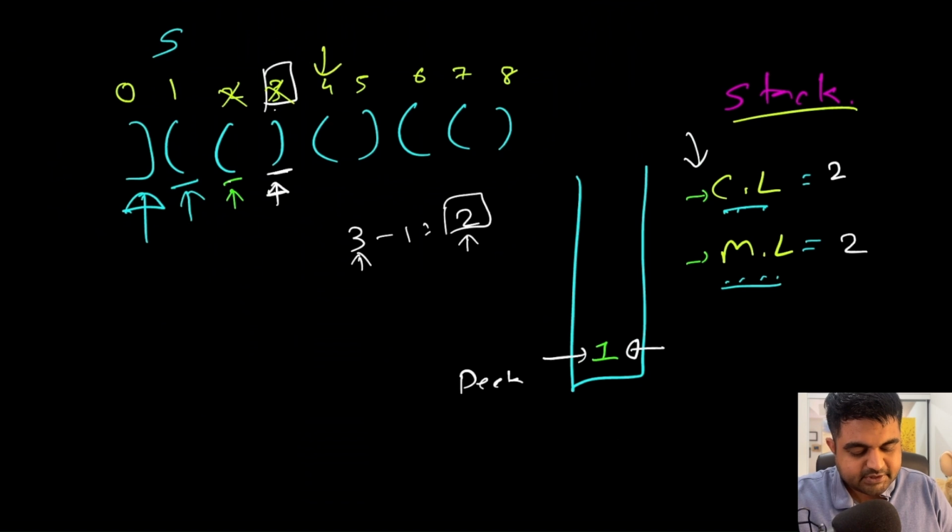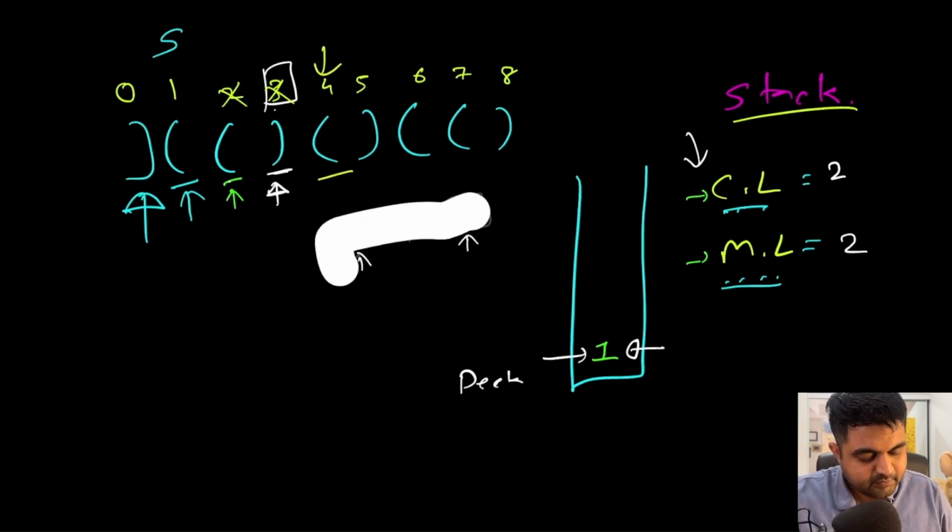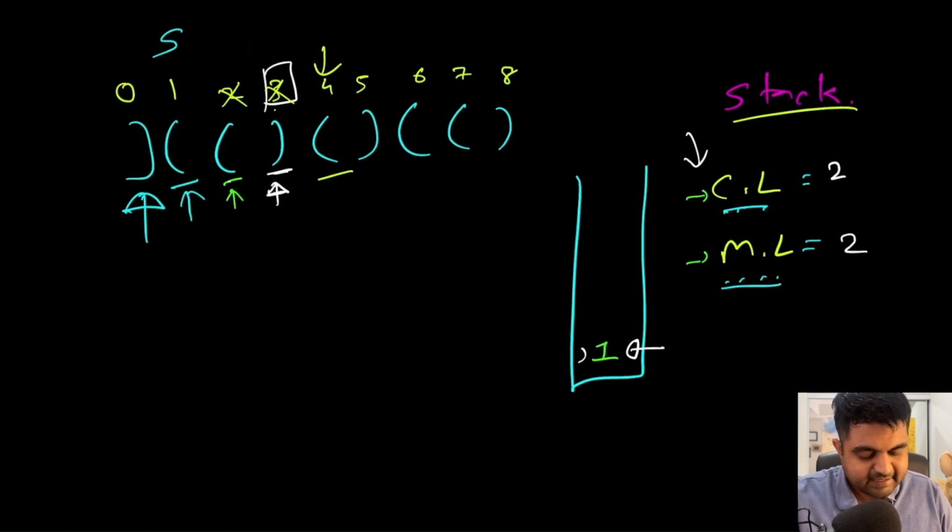Now we are at position number 4. Once again, we identified an opening bracket. So let's add one more value inside our existing stack. So now the value is 4. Okay. Now once again we identified a closing bracket. So the moment we identify a closing bracket, we will have to pop one element out. So let's quickly pop this element out.